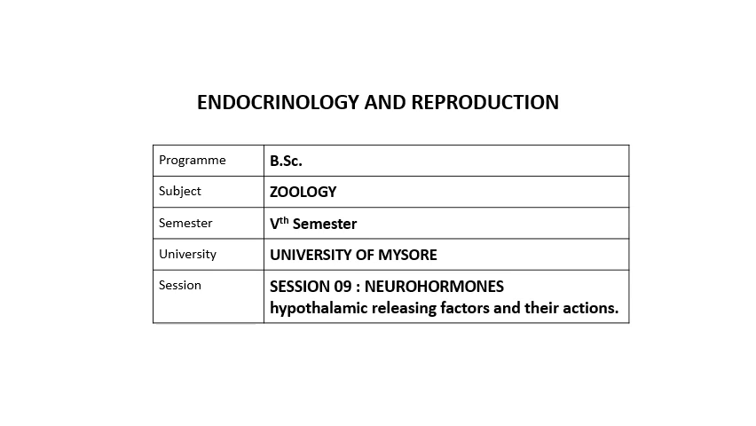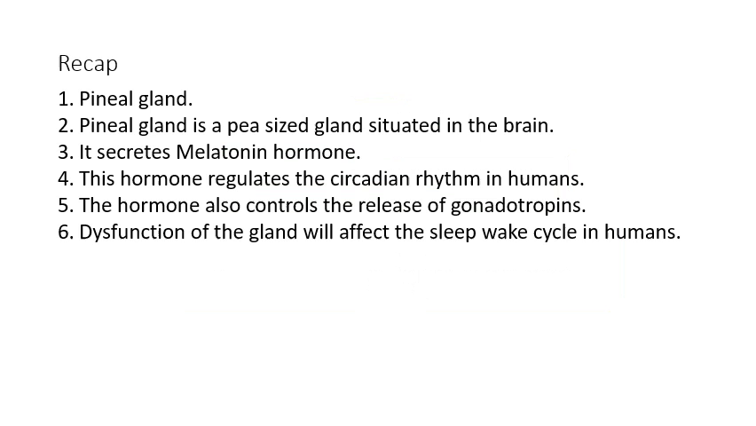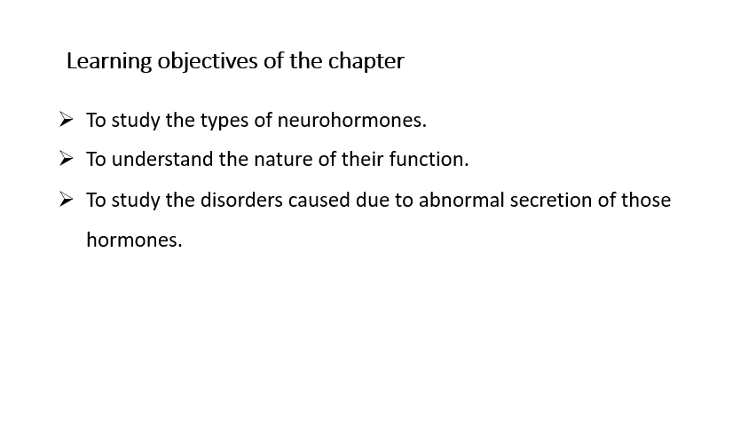In this session of endocrinology and reproduction topic, we are going to study the neurohormones, which are nothing but the hypothalamic releasing factors, and we are also going to study the functions of these neurohormones. The learning objectives of this chapter are to study the types of neurohormones, to understand the nature of the function of those hormones, and to study the disorders caused due to the abnormal secretion of those particular hormones.